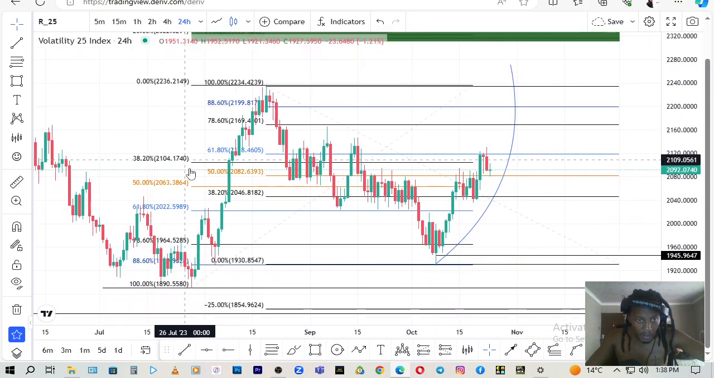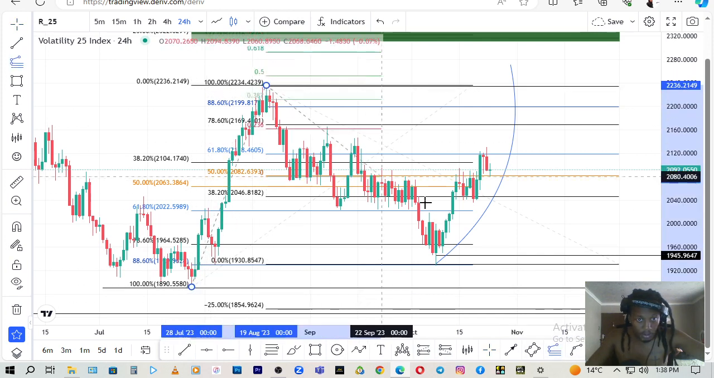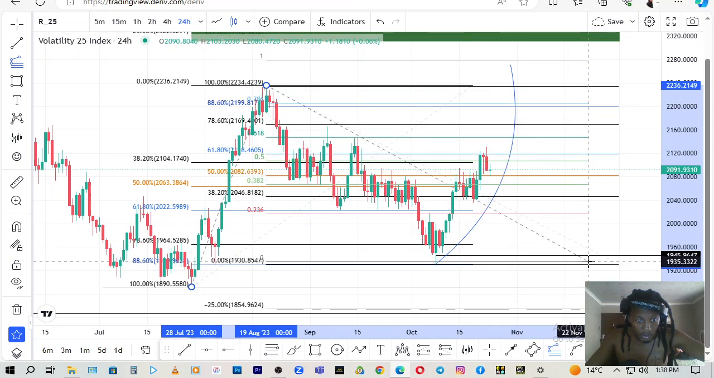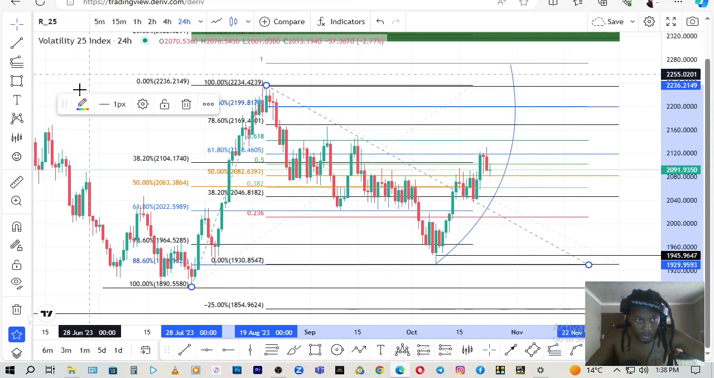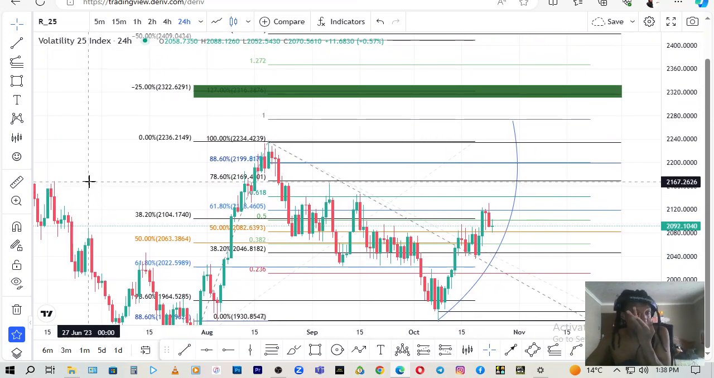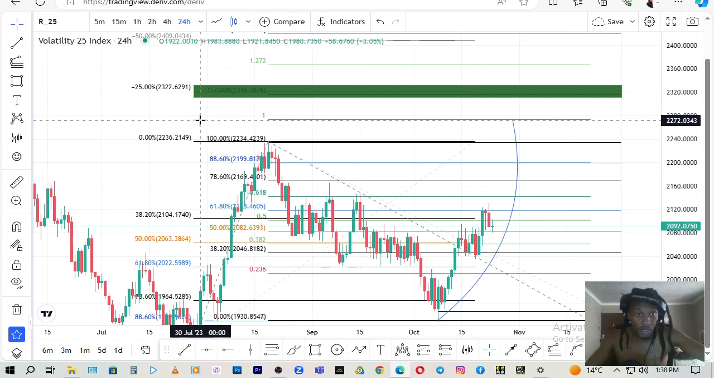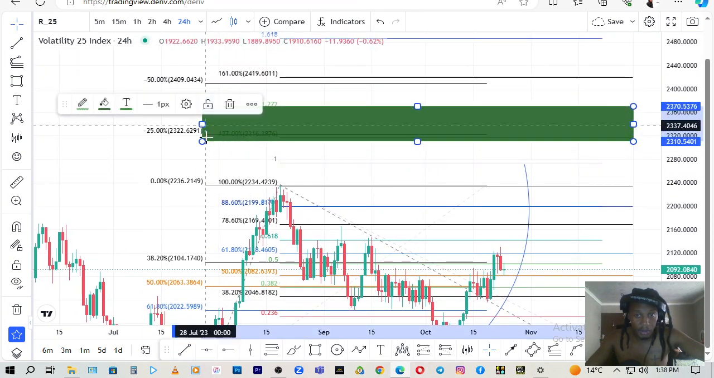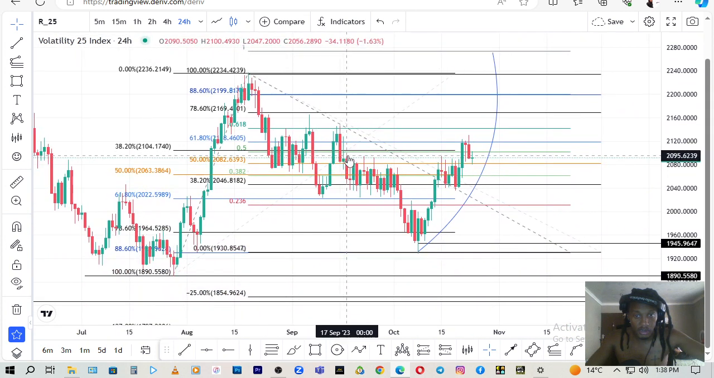Right? Let me see something. I'll explain to you what I'm trying to do. Okay, I'm trying to see the levels whereby the market might reverse. So this is my window of interest.